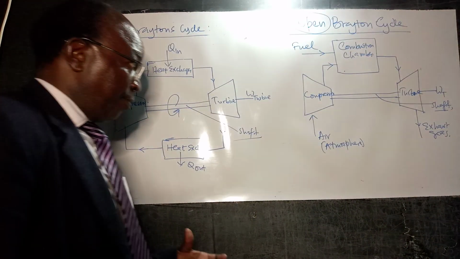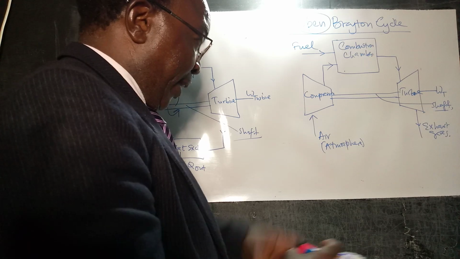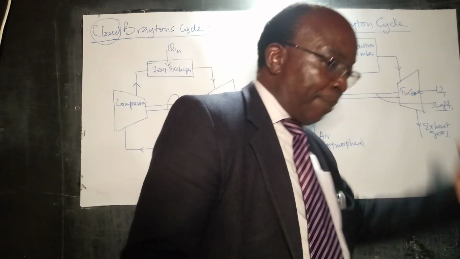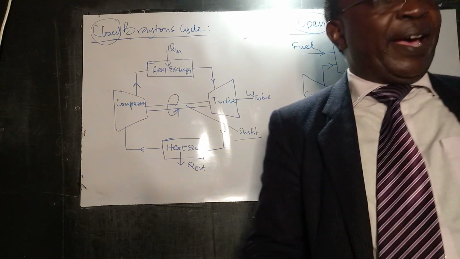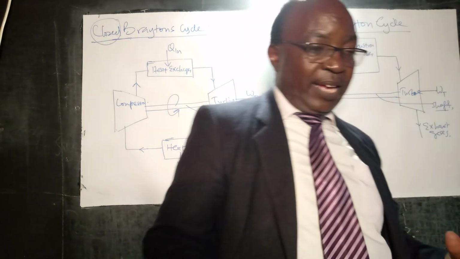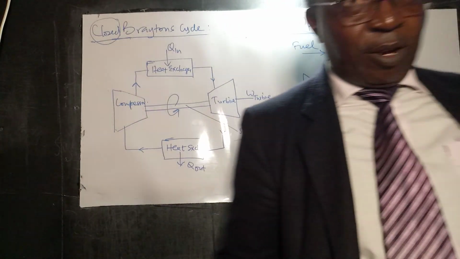Now, what is the efficiency of this process? One of the things that you can tell straight away is that because the work of the turbine will be eaten up, quite a large chunk of it, by the negative work of the compressor. And efficiency is normally output work over input.